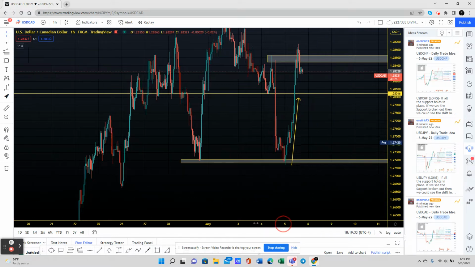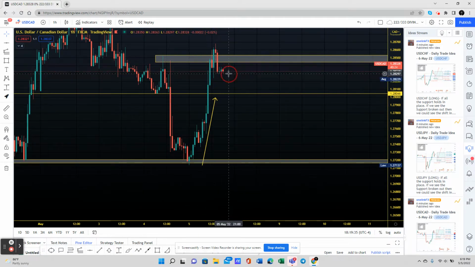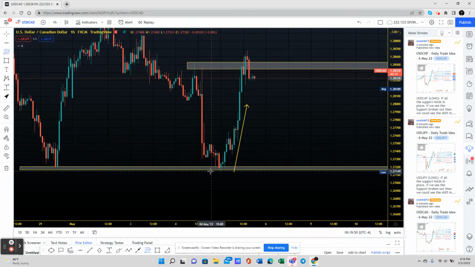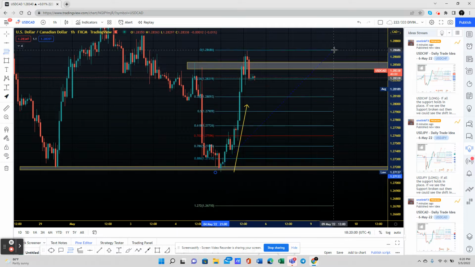So in actuality, while I'm doing this video, this looks like it could be shaping up for some possible shorting opportunities to come back down. We do need some form of a correction, which we could get. And so what can we do? We can actually measure once again this impulse, okay, and we can get our retracement levels down.